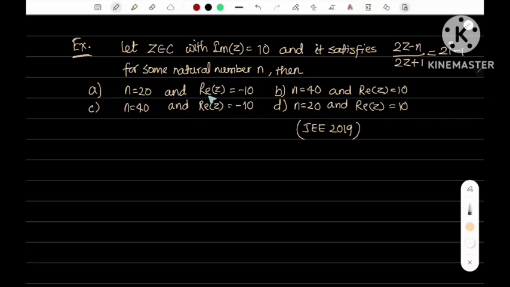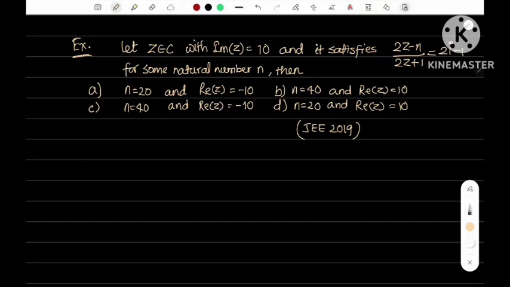First is n equal to 20 and real part is minus 10. Second is n equal to 40 and real part is 10. Third is n equal to 40 and real part is minus 10. And fourth is n equal to 20 and real part is 10. We have to find the correct answer. This question came in JEE 2019. It is a simple question, but I'll tell you which concept you have to apply first, and then I will solve it partially. You solve it fully, and then let me know the answer.